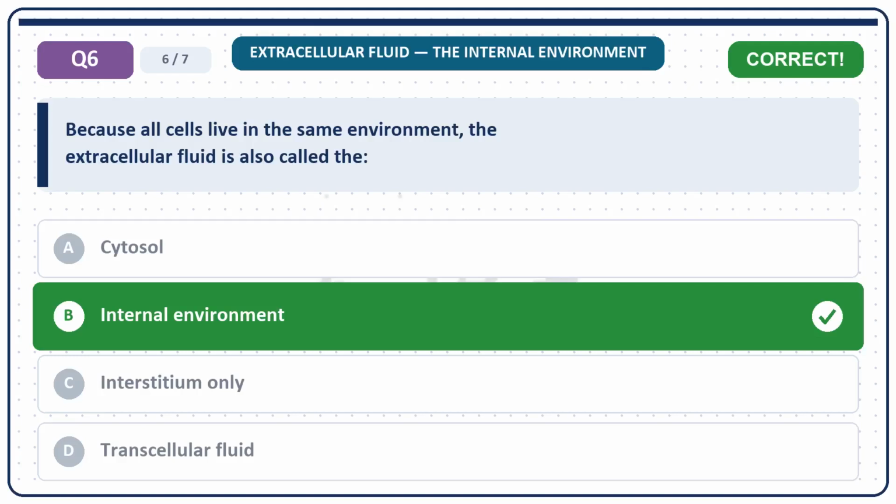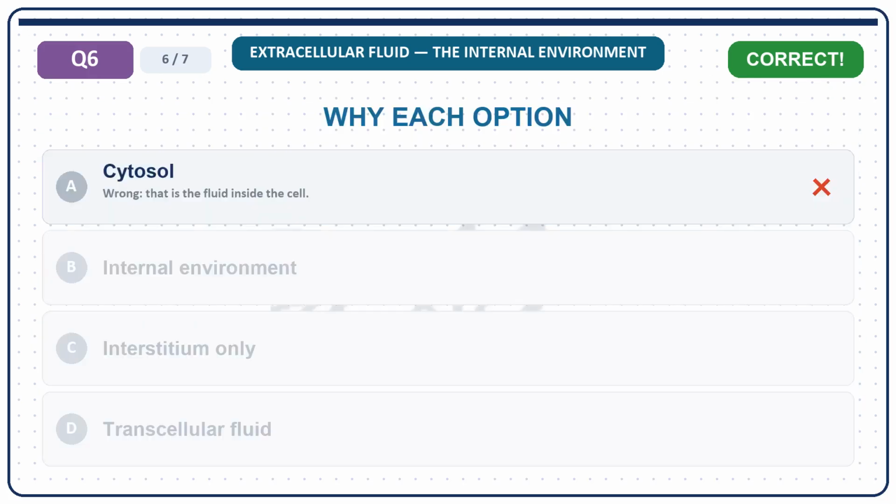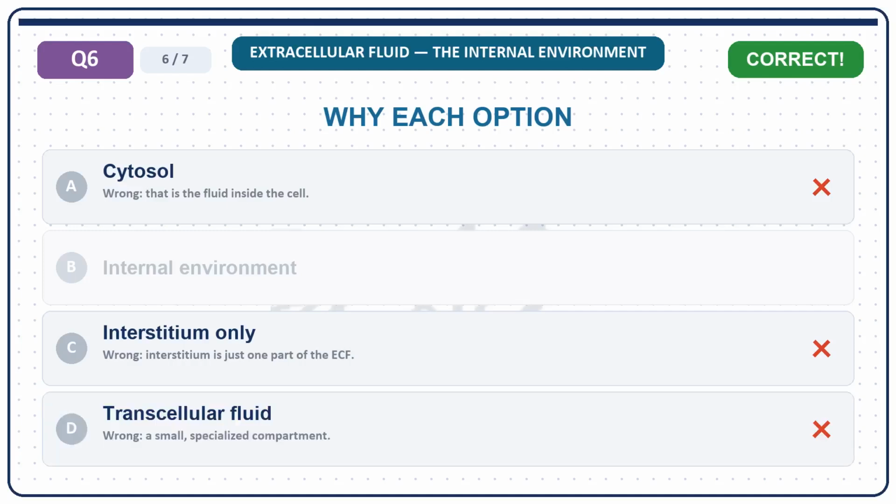Now, let's break down each option. Option A, cytosol. This one is wrong, because that is the fluid inside the cell. Option C, interstitium only. This one is wrong, because interstitium is just one part of the ECF. Option D, transcellular fluid. This one is wrong, because it is a small, specialized compartment.